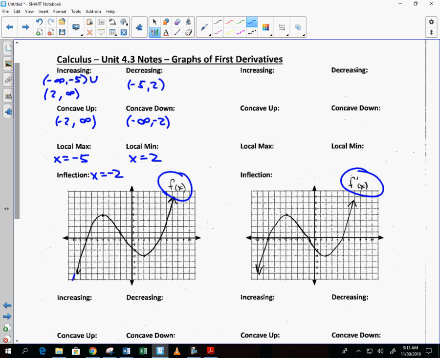So if I were to draw this tangent line right here, and I draw another one, and another one, do you see that they are dropping? As I move left to right, the tangent lines are dropping. So therefore, it's concave down. Whereas here, if I draw the tangent lines, they are rising. Therefore, it's concave up. Yeah, good.